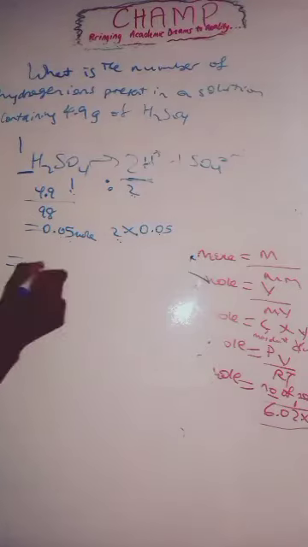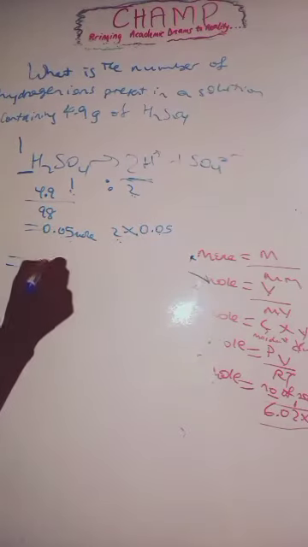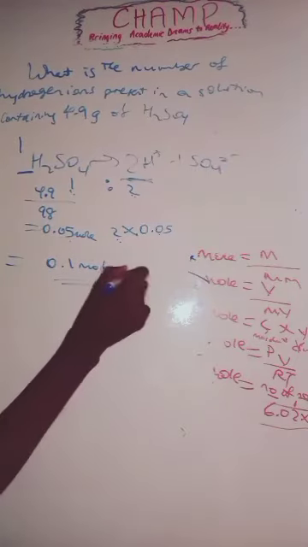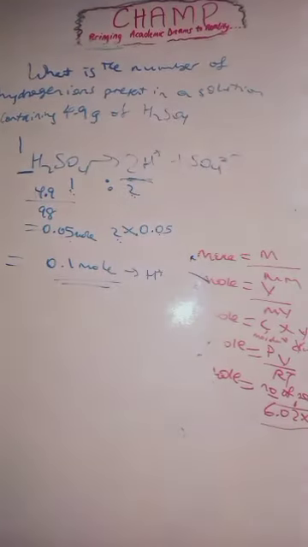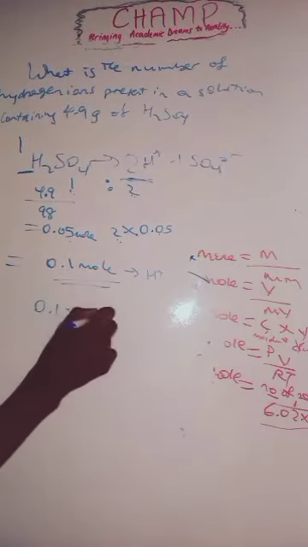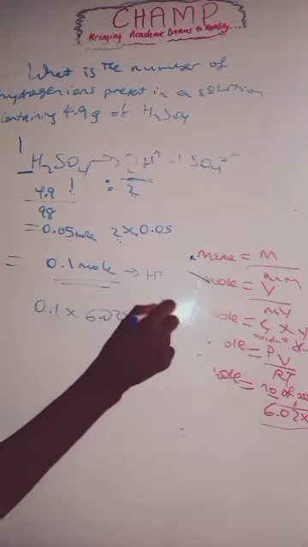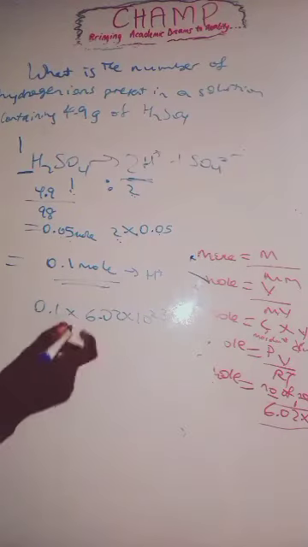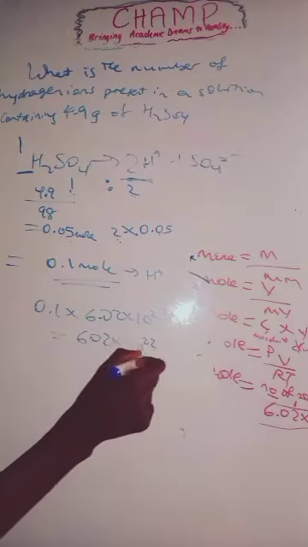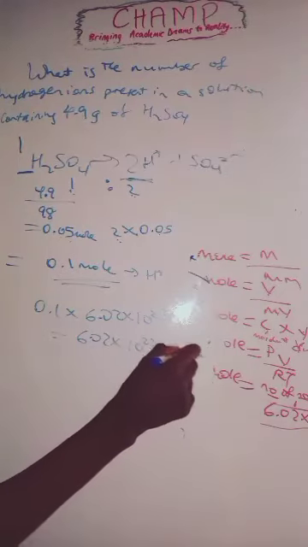What's our mole now? 2 times 0.05 is 0.1 mole. So this is the mole of the hydrogen ion. So let's go. It will be 0.1 times 6.02 times 10 raised to the power 23. Like I explained, that's 6.02 times 10 raised to the power 22 ions, hydrogen ions.